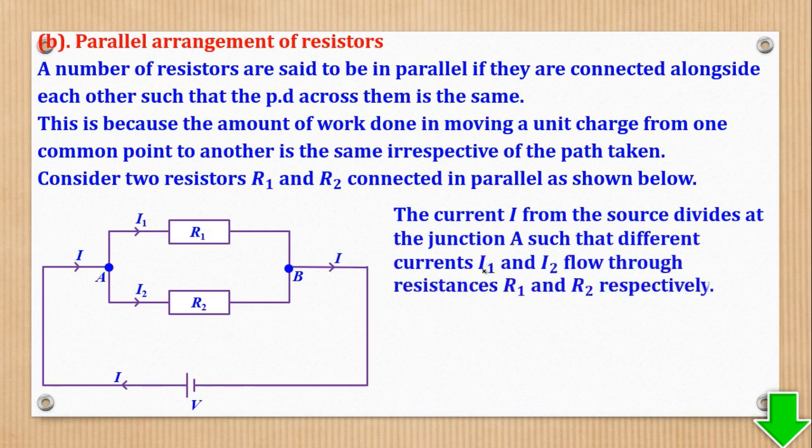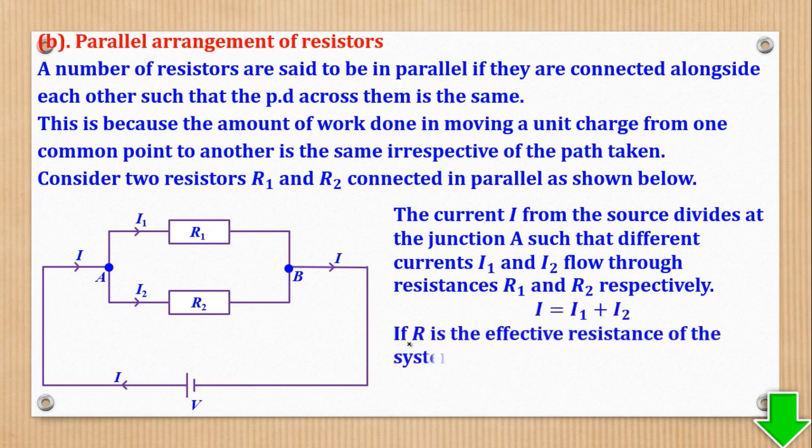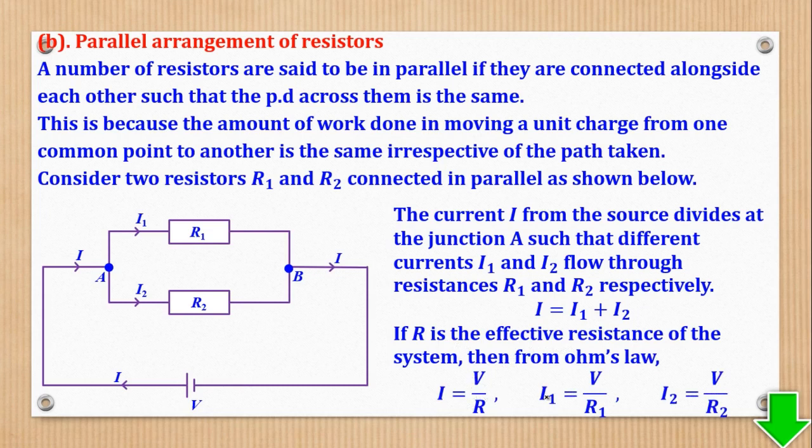Okay, so this current divides into I1 and I2, meaning that I is equal to I1 plus I2. So if R is the effective resistance of the system, it implies that I is equal to V over R, and I1 is equal to V over R1, and I2 is V over R2. So you're using the same value V because for parallel, PD is the same. So the PD across this and the PD across this is this one.